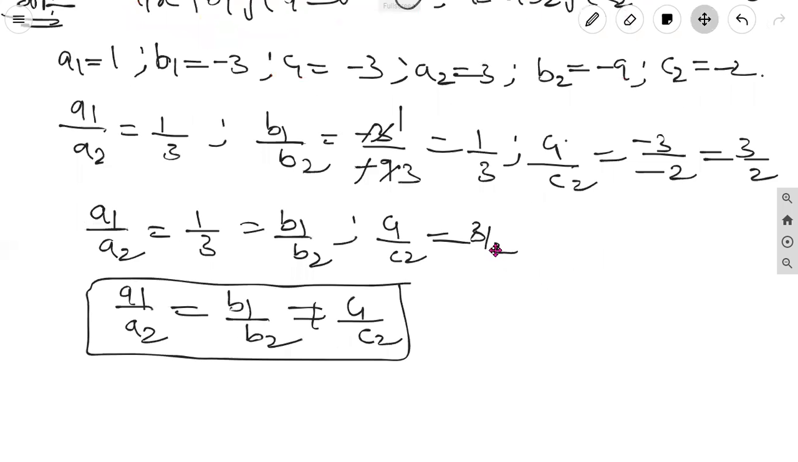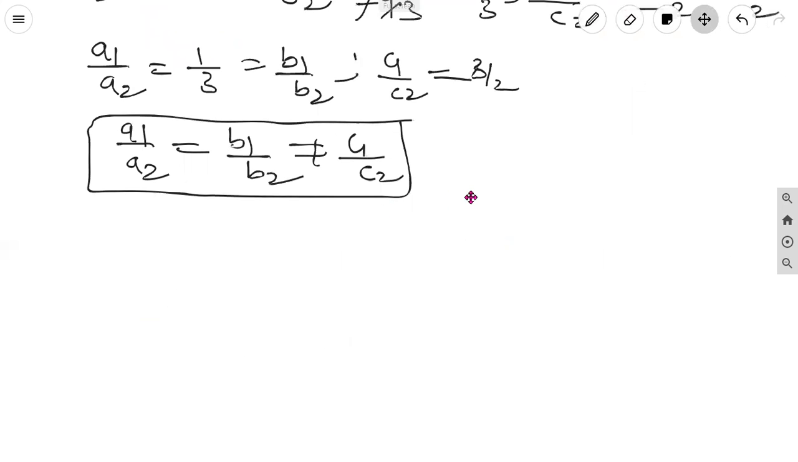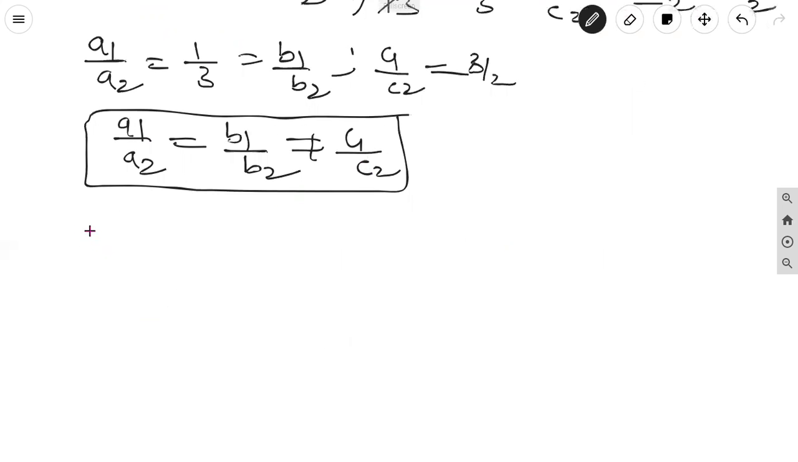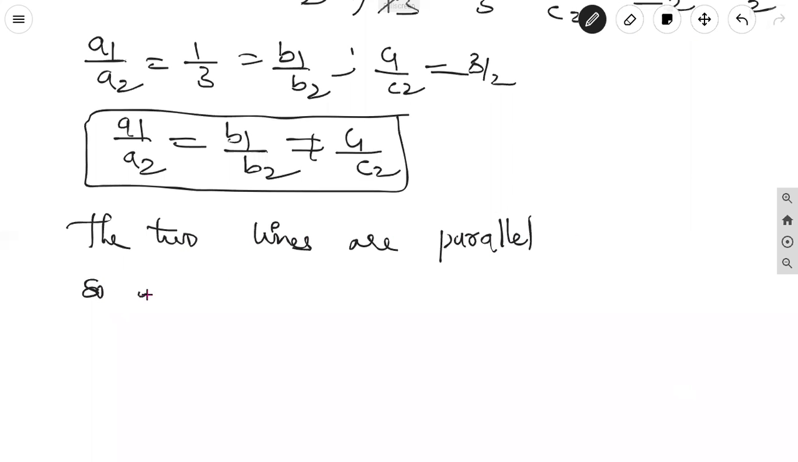This is the relation for no solution. If the three ratios are equal, it has infinitely many solutions. Here the first two ratios are equal, but not equal to the third ratio, which means the two lines are parallel. So it has no solution. Okay, this is the first problem's solution.